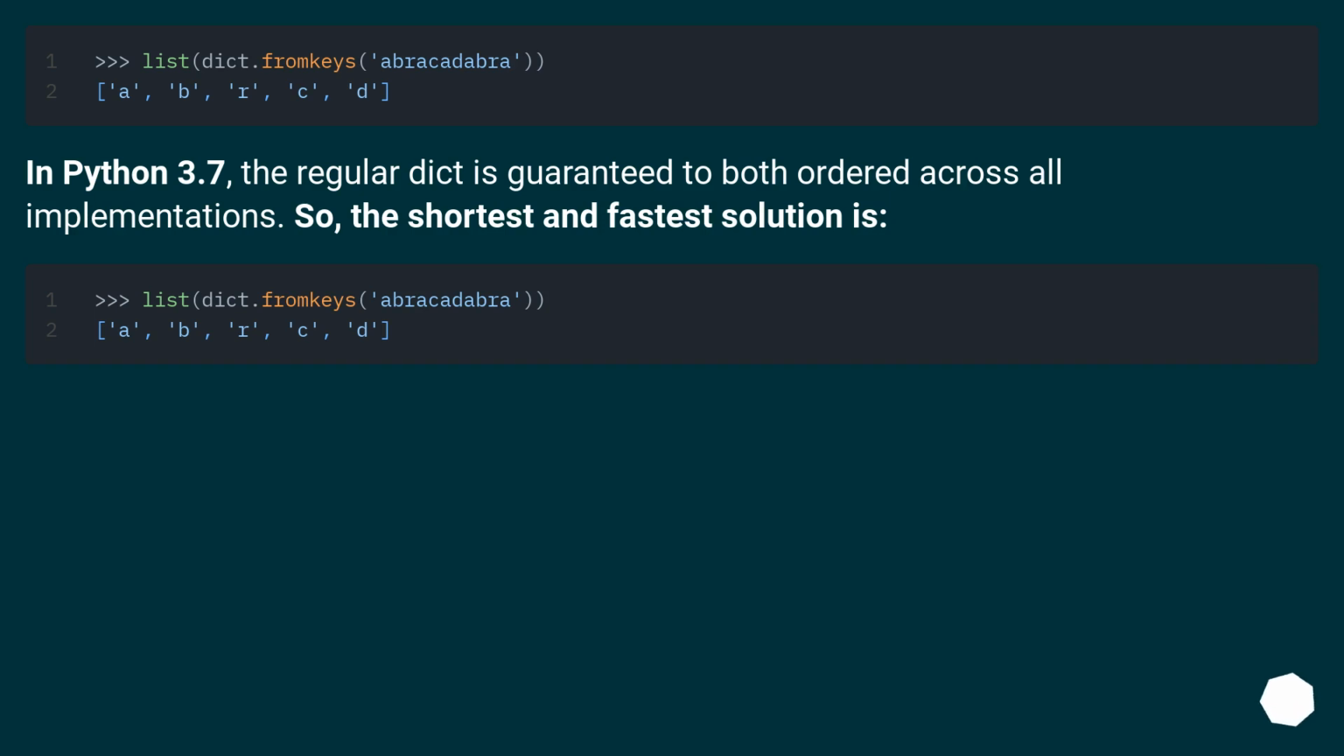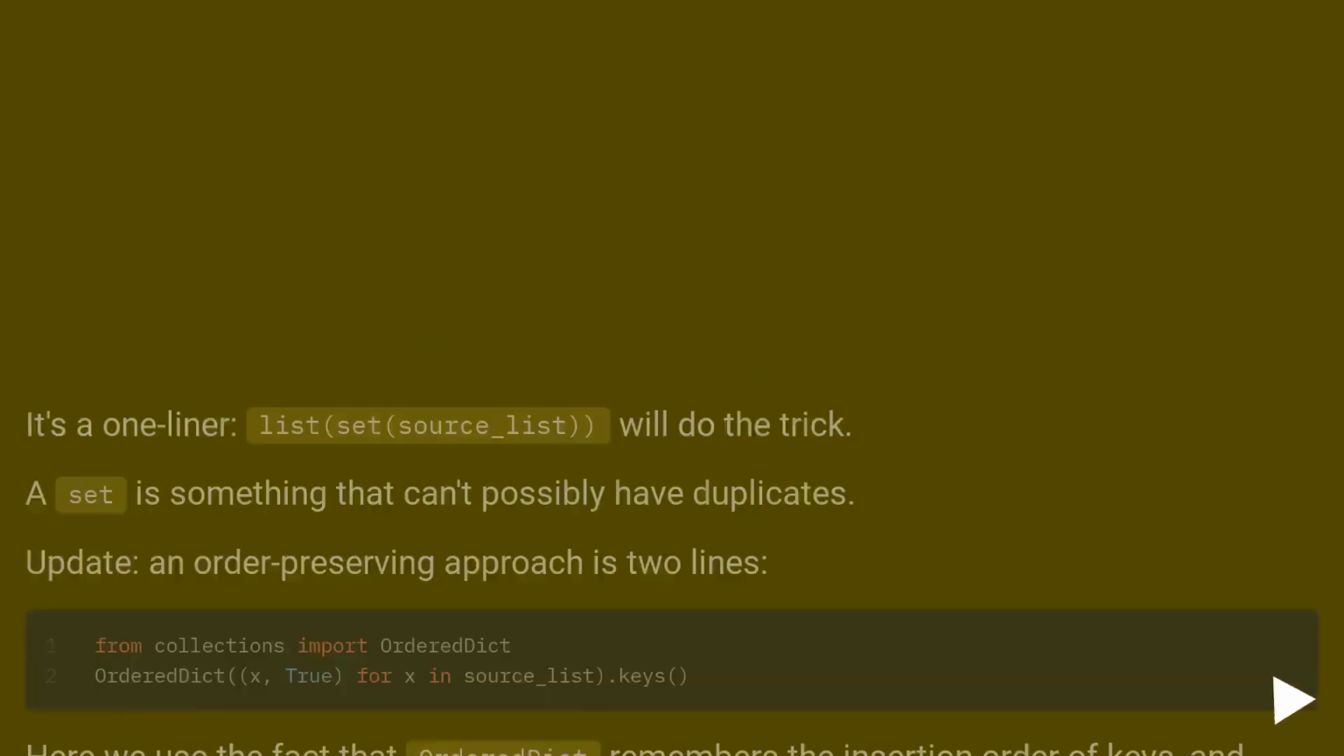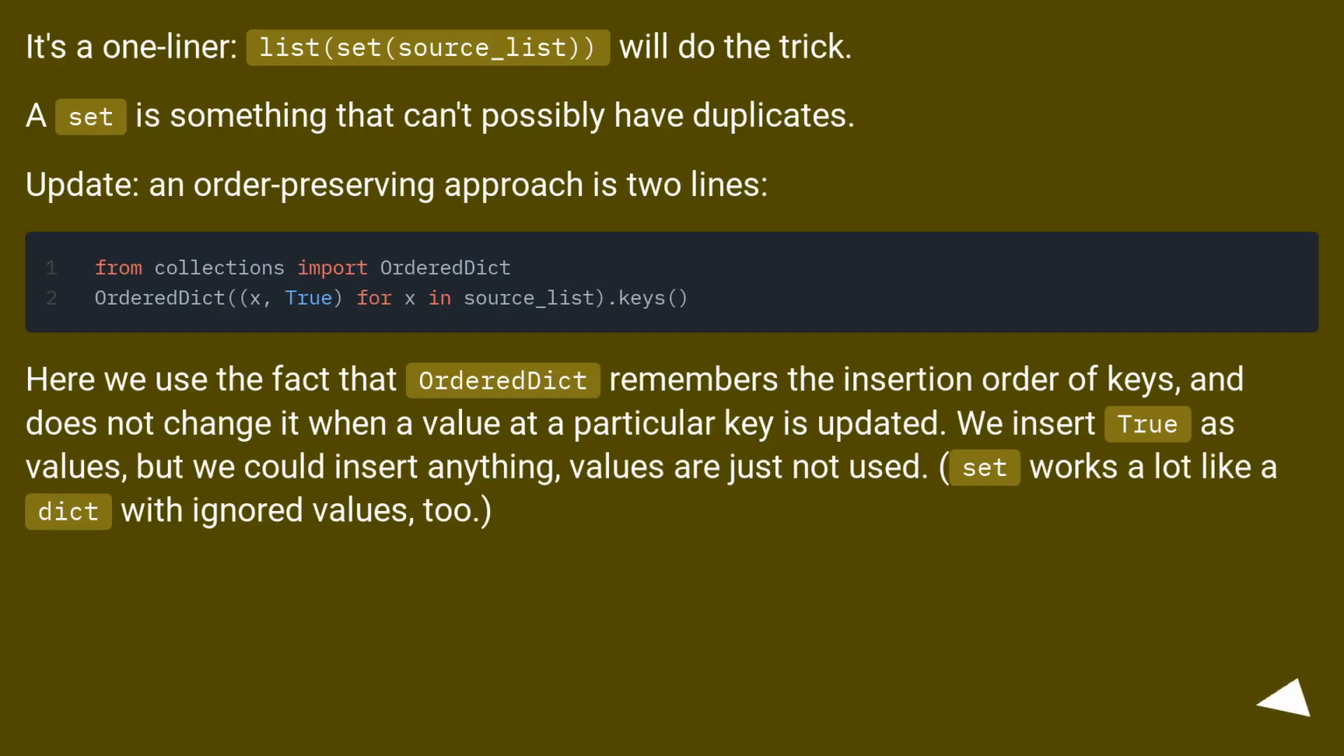In Python 3.7, the regular dict is guaranteed to be ordered across all implementations. So, the shortest and fastest solution is. It's a one-liner, list(set(source_list)) will do the trick. A set is something that can't possibly have duplicates.